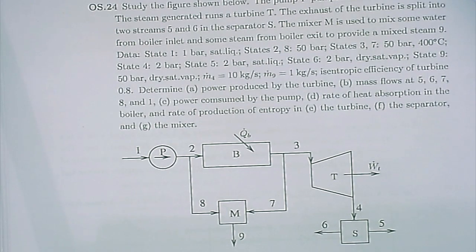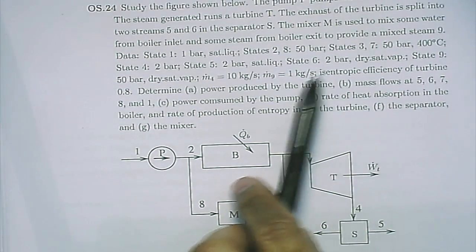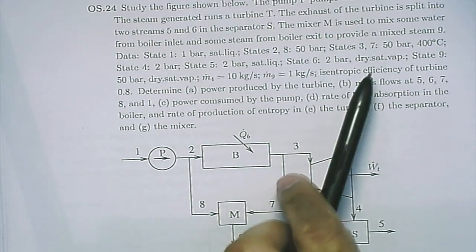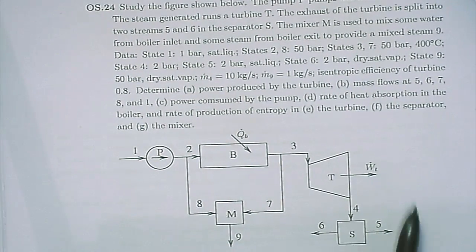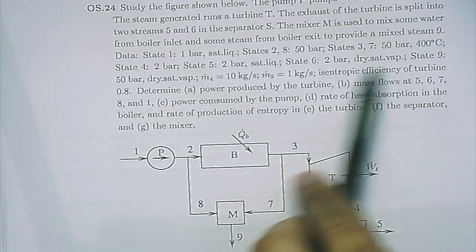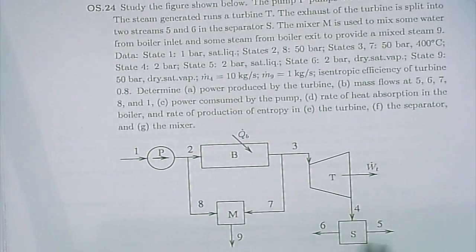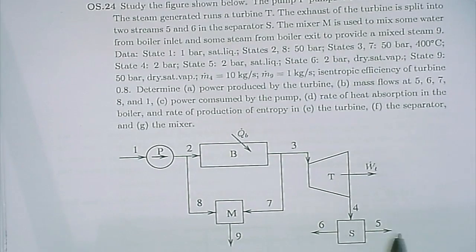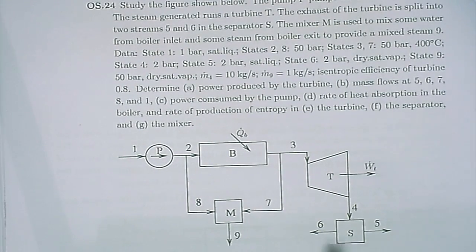I think as specified, state 6 is 2 bar dry saturated vapor and state 5 is 2 bar saturated liquid. So, they are not approximately dry saturated and saturated vapor, they are exactly as specified.